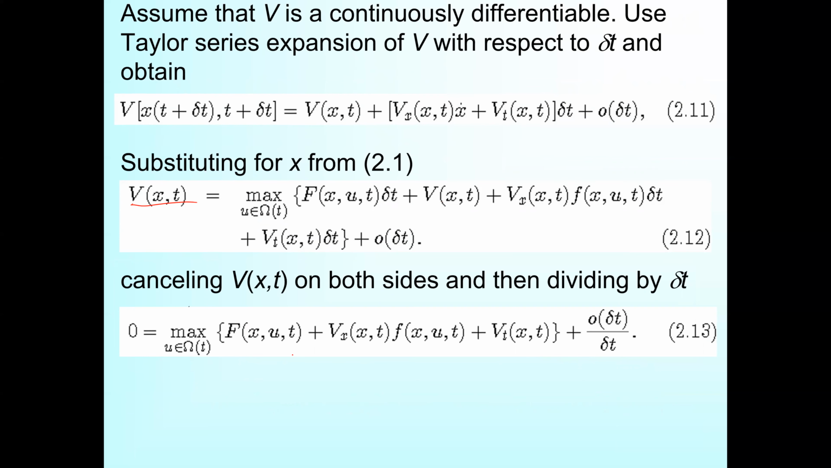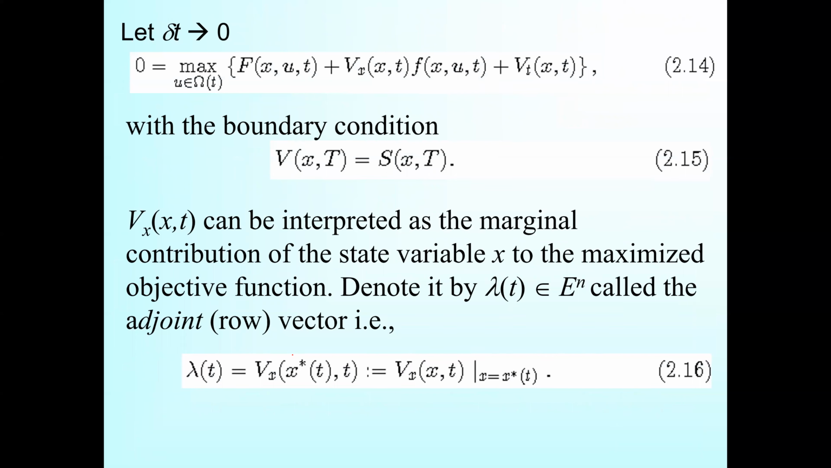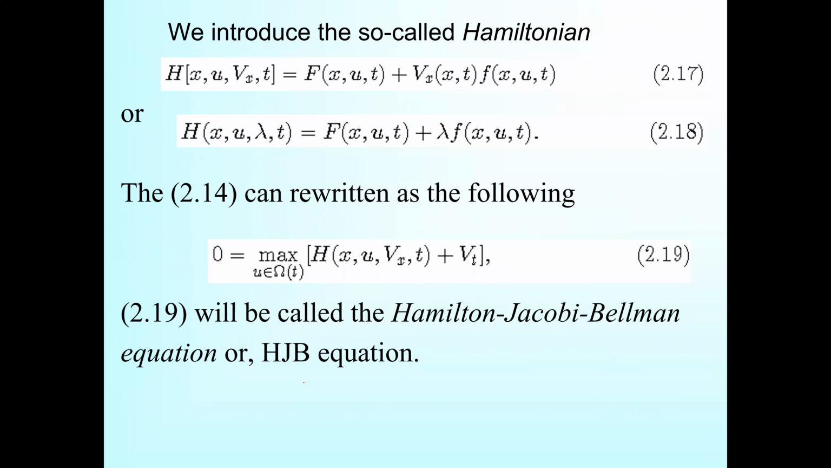And when delta t goes to zero, you will have this one. This is your boundary condition. And the maximum of the objective function. We introduce Vx, okay, as lambda t at the optimal solution trajectory, and that is called an adjoint. Okay, adjoint. By introducing the adjoint, we introduce a Hamiltonian.